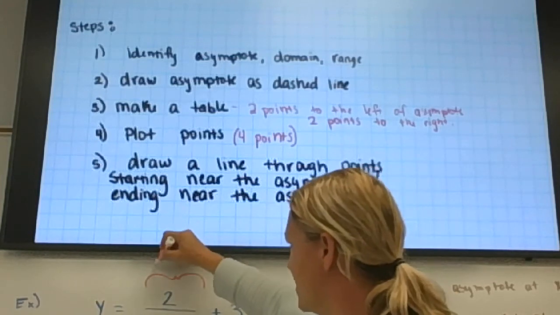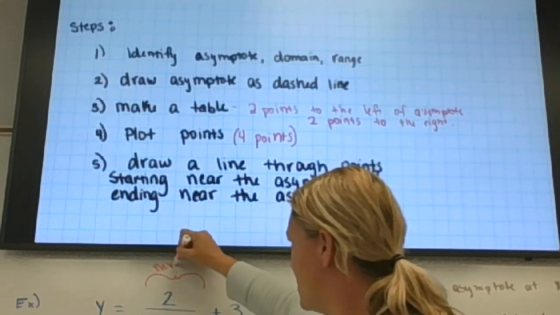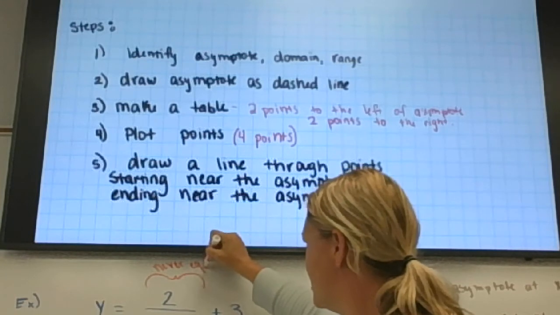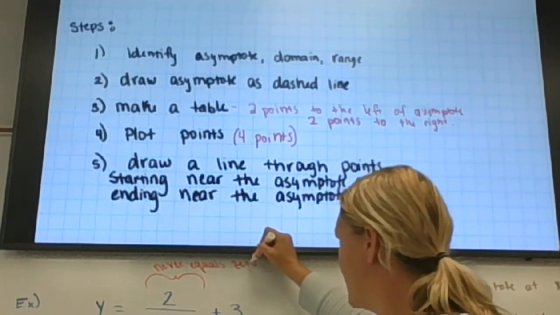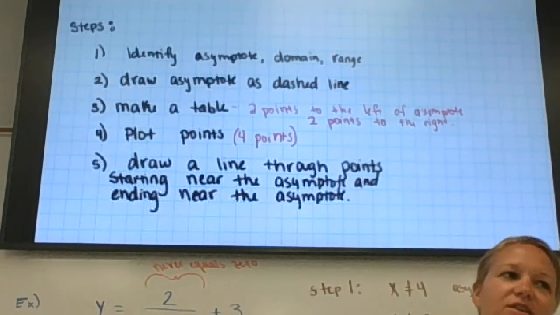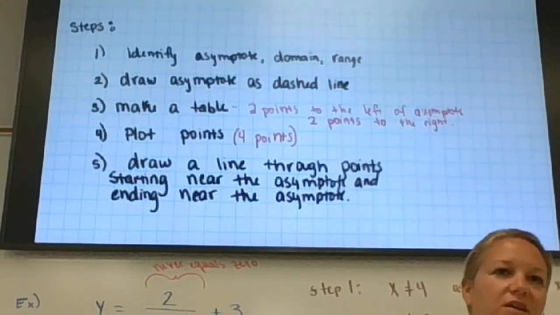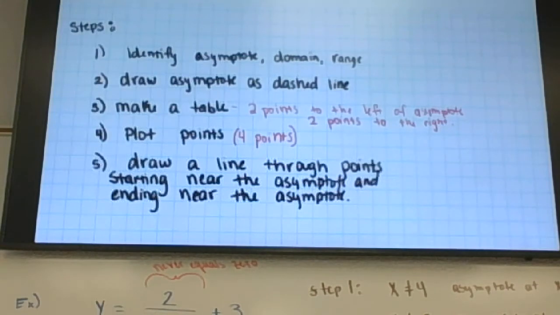Right, this will never equal 0. Since this never equals 0, the whole thing will never equal 3. It'll get very close to 3, but it'll never perfectly equal 3. So I'm going right forward up 3.